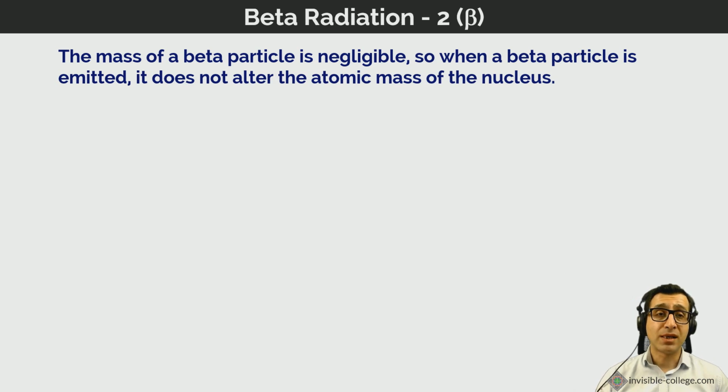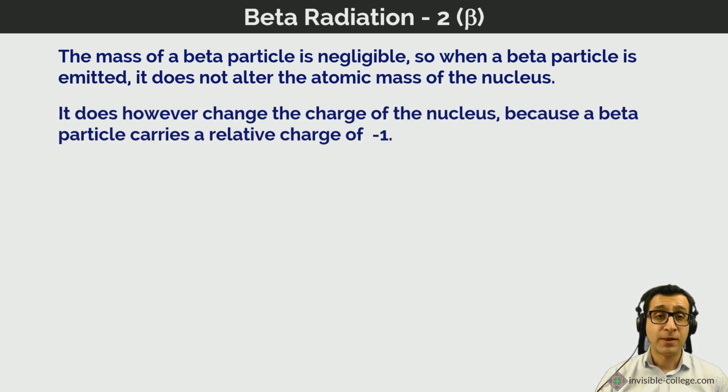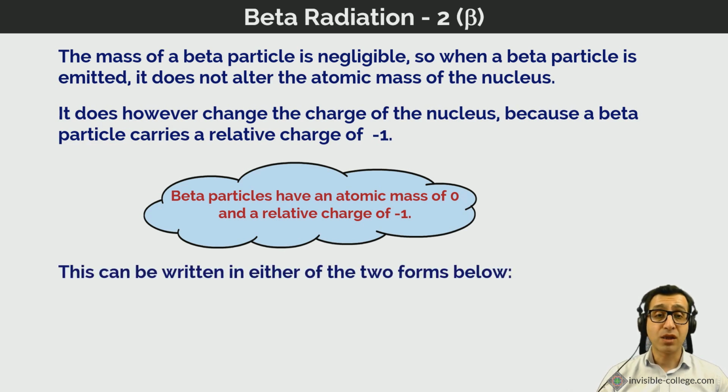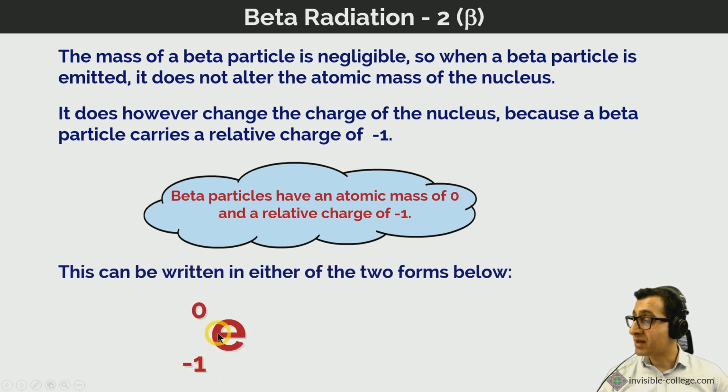And so the beta particle carries a relative charge of -1, and so this is emitted from the nucleus, but the number of protons in the nucleus increases by 1. So beta particles have an atomic mass of 0 and a relative charge of -1. And so again, the symbol for a beta particle can be written in two ways. We can either write it like this, where we have an electron with a mass number of 0.